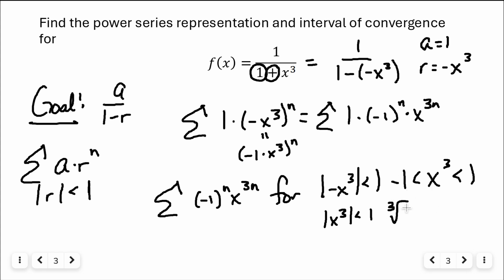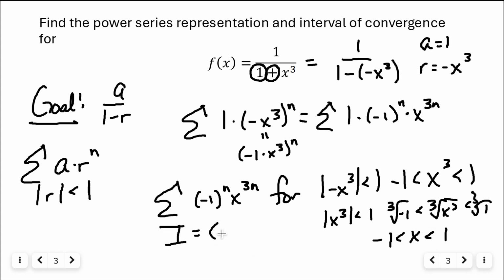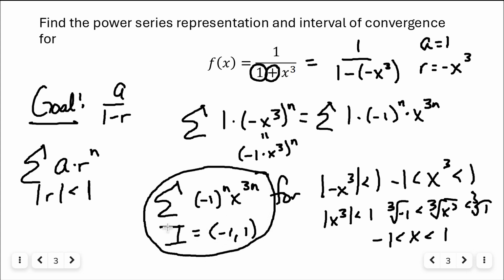Cube root everybody. Right? Cube root x cubed. Cube root of 1 gives me negative 1 less than x less than 1. So my interval of convergence for this series is open, negative 1, 1, open. Okay? And again, it has to be less than 1 here no matter what, because the geometric series only converges when the absolute value of r is less than 1. This is my answer. This is the series for that function, and this is the interval of convergence.